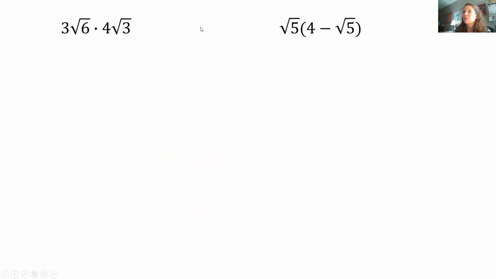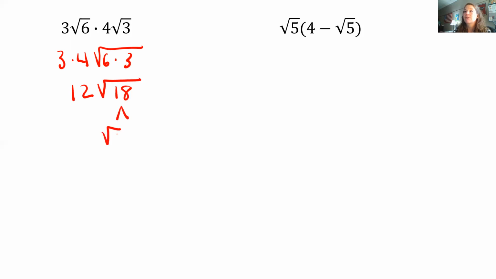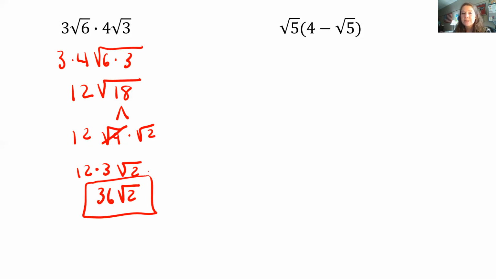Now we're going to multiply everything. We're going to multiply 3 times 4, and we're going to multiply square root of 6 times square root of 3. So 3 times 4 is 12. Square root of 18 is square root of 9 times the square root of 2. Well, square root of 9 is 3. So 12 times 3 is 36 square roots of 2. That is the final answer.